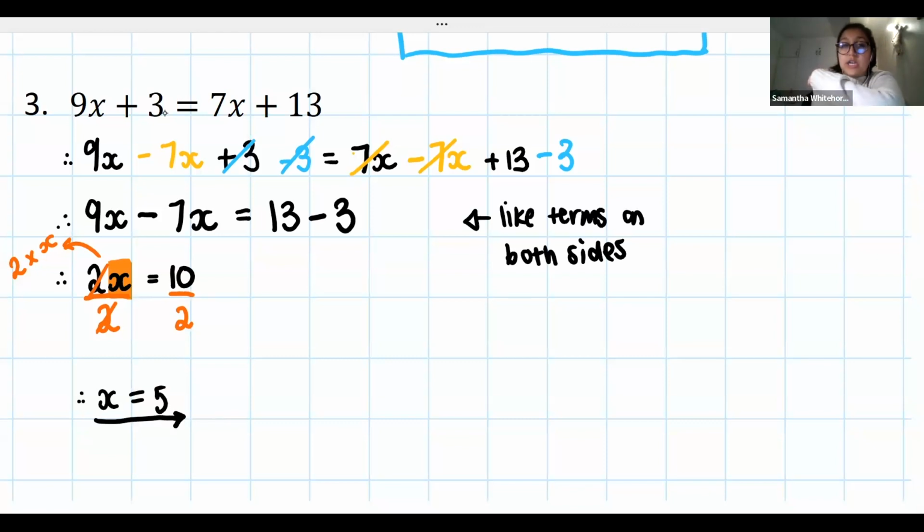Again, if you want to check yourself, what you need to do is substitute into the original question and make sure that both sides are equal to each other. Right, so take your screenshots. If you have questions, now's the time to raise your hand and ask. But the really important thing here, guys, is inverse operations.